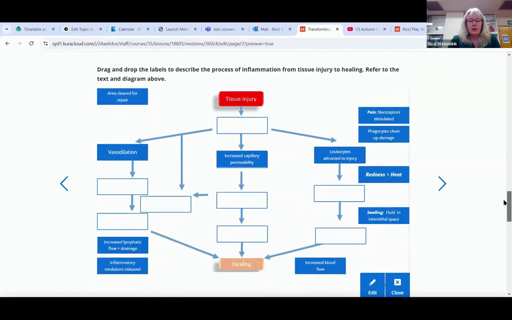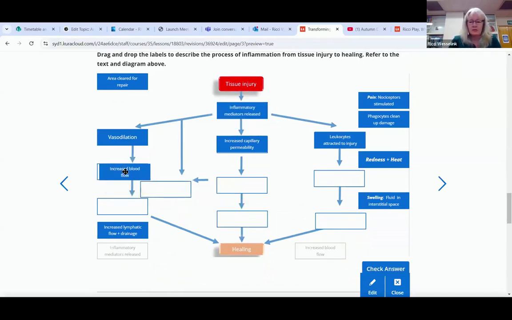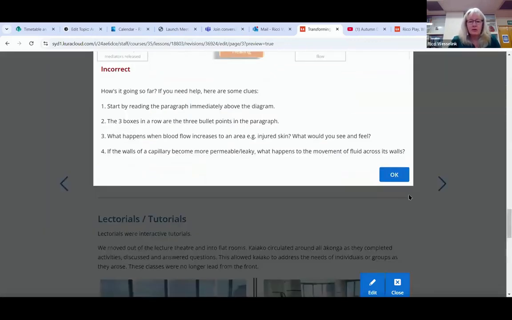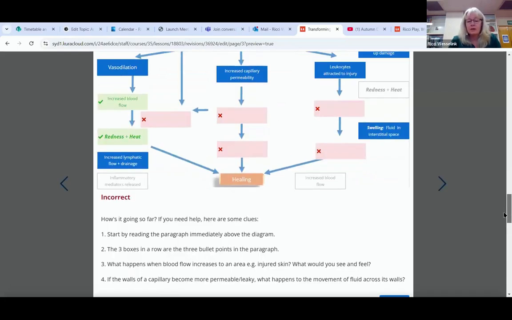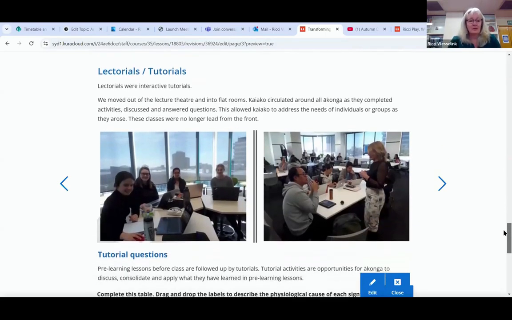And then what we would ask them to do is then put that together, synthesize it. So to put that process together and think about how one thing relates to another. So for example, when there's tissue injury, there are inflammatory mediators released, which cause vasodilation, which increases blood flow to the area, which results in redness and heat, and so on. And then the students can also check their answers and find out whether they're on the right track or not. So there's feedback being given as they're learning, so that they can adjust their track if they're not on the right track, and they know that they're doing well if they are.